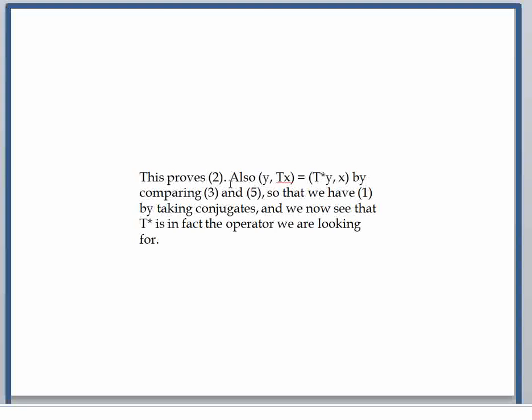This proves that also (y, Tx) is equal to (T star y, x) by comparing 3 and 5, so that we have 1 by taking conjugates, and we now see that T star is in fact the operator we are looking for. So now we have proved that there is a T star operator which exists, is unique and is bounded for the operator T, and this completes the proof.